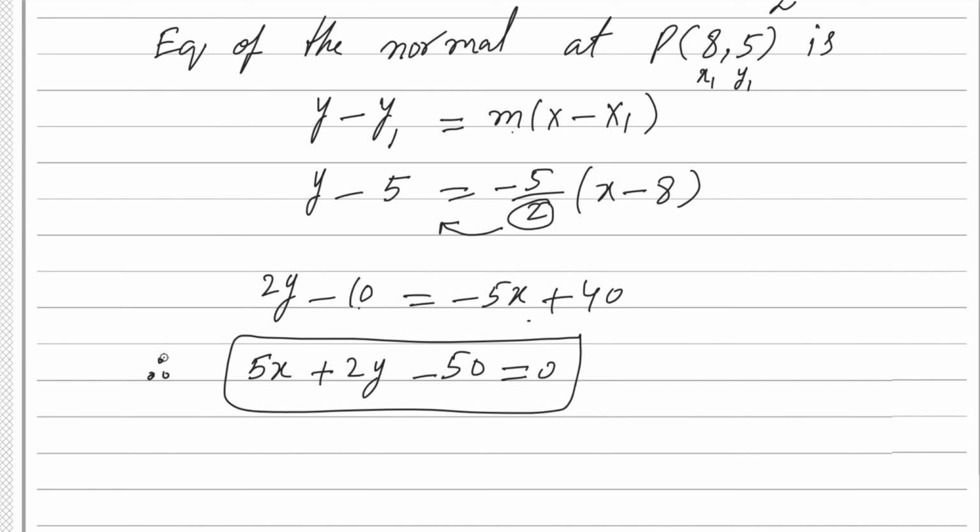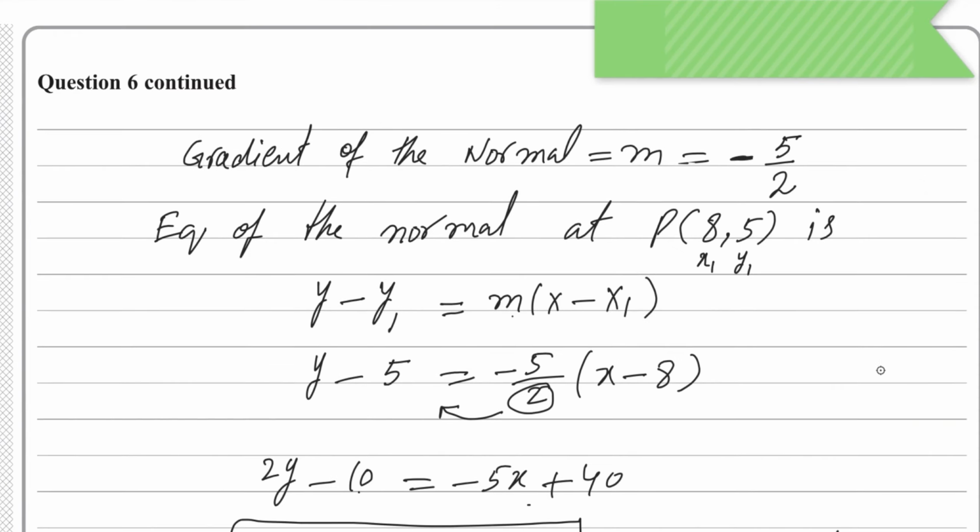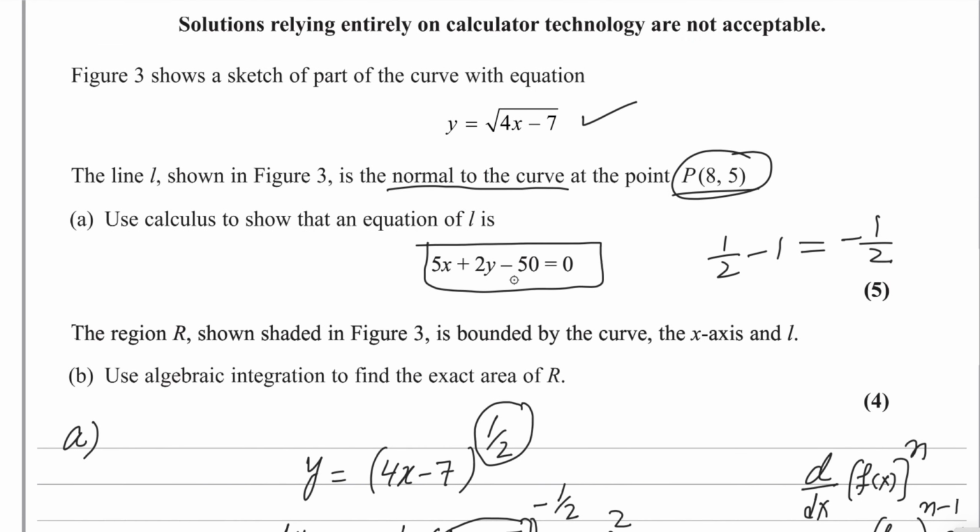This is as required, for sure. Let me show you this one. We got the result 5x plus 2y minus 50 equals 0, exactly like that. So the first part is done.